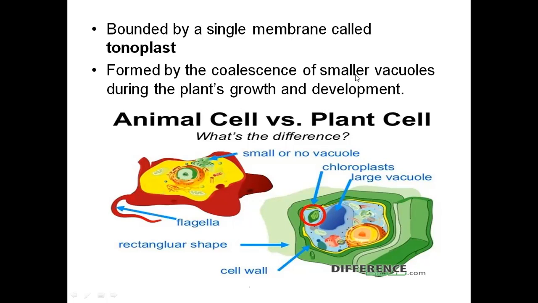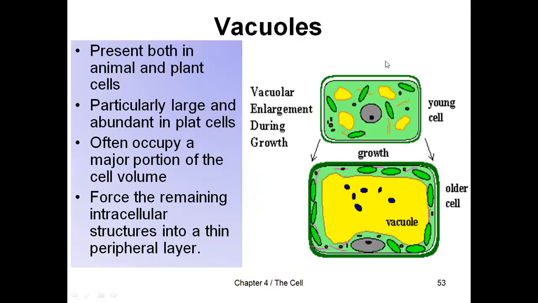Now, basically, this is a discussion of the plant vacuole. Let us see it again. First of all, we are discussing the plant vacuole because it is one of the major organelles in the plant cell. In the animal cell, we have very small vacuoles which are scattered here and there. Vacuoles are present both in the animal and the plant cell, but predominantly we find them in the plant cell, particularly large and abundant.